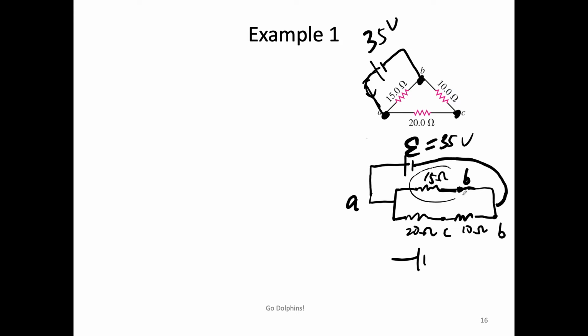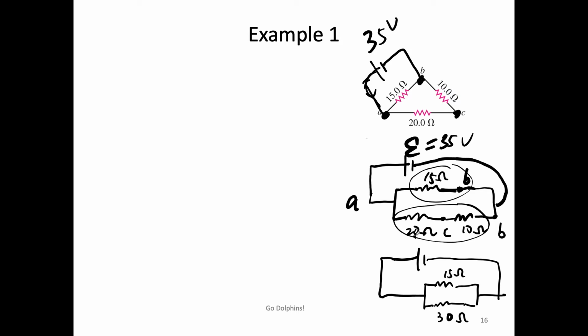So you can also redraw this one. Apparently this resistor and those resistors are in parallel. So you can redraw it a little bit. It looks like 15 and 30 ohm in parallel.